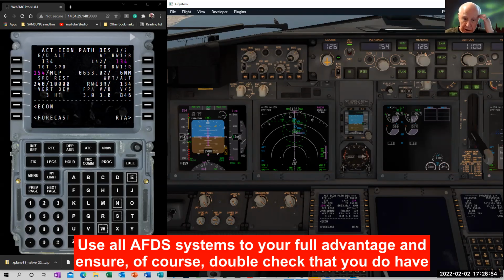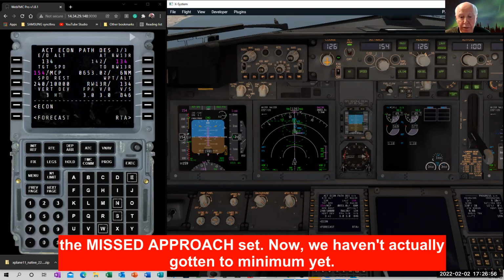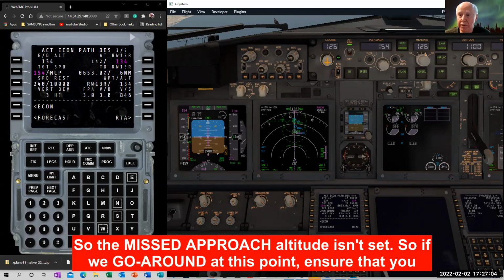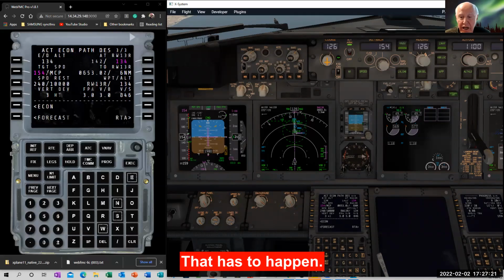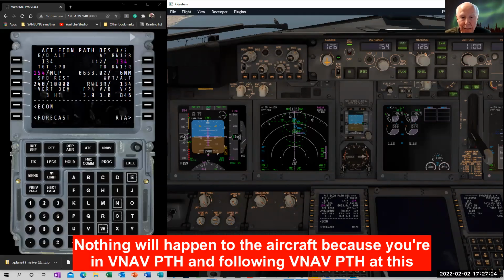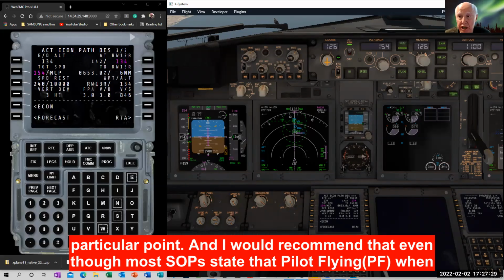And ensure, of course, double check that you do have the missed approach set. Now, we haven't actually gotten to minimum yet, so the missed approach altitude isn't set. So if we go around at this point, ensure that you trigger someone to set 4,000 feet altitude-wise. That has to happen. Nothing will happen to the aircraft because you're in VNAV path and following VNAV path at this particular point.